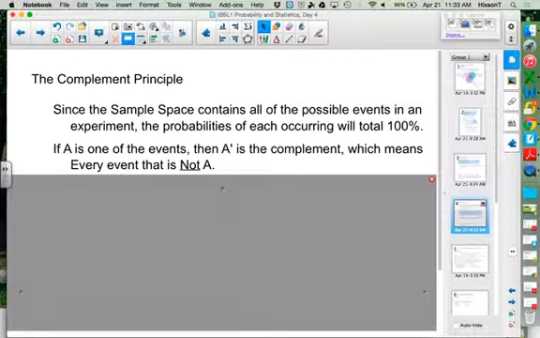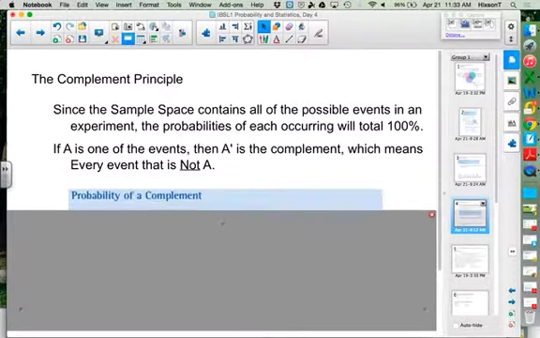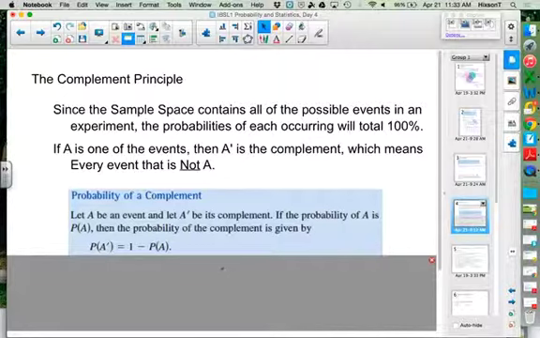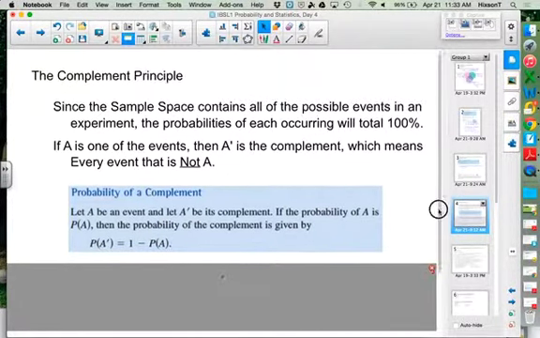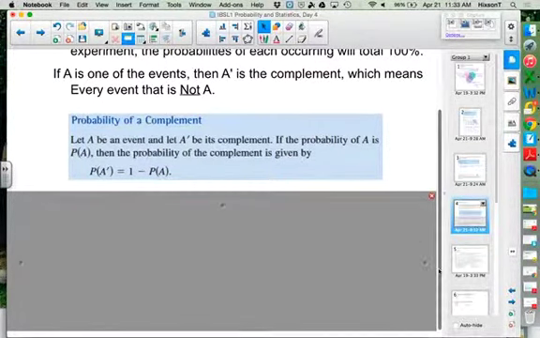So here's our probability of a complement. If we know the probability of something happening, we can figure out the probability of that not happening by subtracting it from 100%. It seems like a very simple concept, and it is, but recognizing when to use it sometimes can be a challenge.